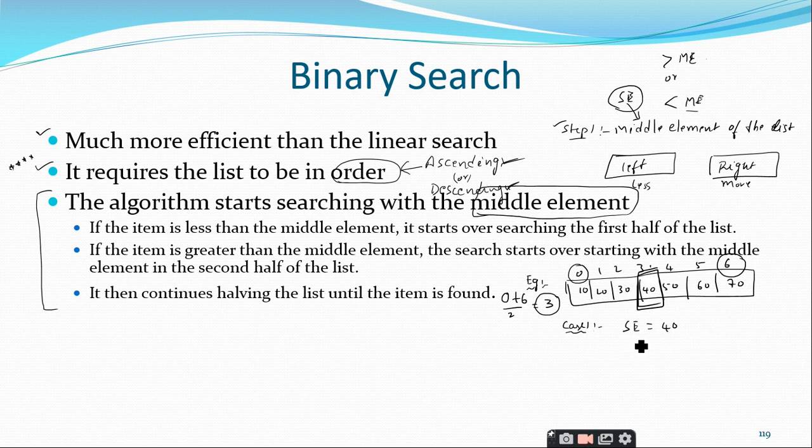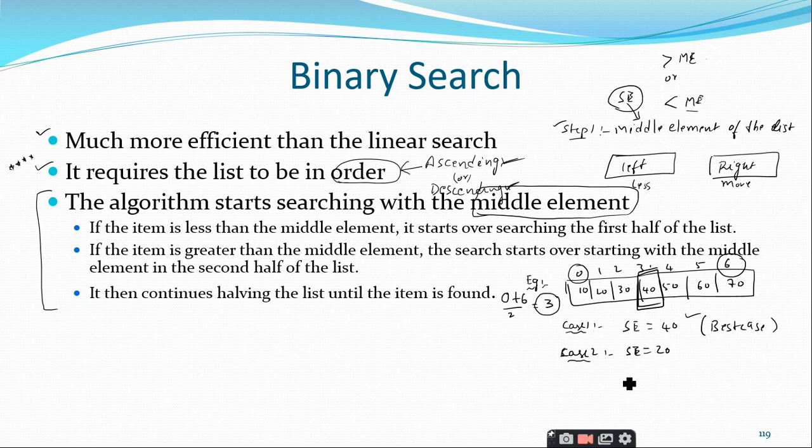Now let us take the first case where the search element is 40. Compare 40 with 40. Here there is a match, therefore it is a success. You can simply say that the element 40 is present in the given list. This is the best case in the binary search. Now let us take another case of finding the search element.